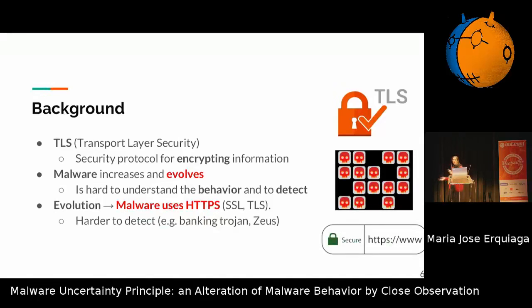On the other hand, we know that malware is evolving and increasing, and this evolution makes malware even harder to detect because the behavior changes. One of the evolutions is that malware is now using HTTPS, SSL or TLS, and this makes it even harder to detect. One example is banking Trojans, or for example, CUs.